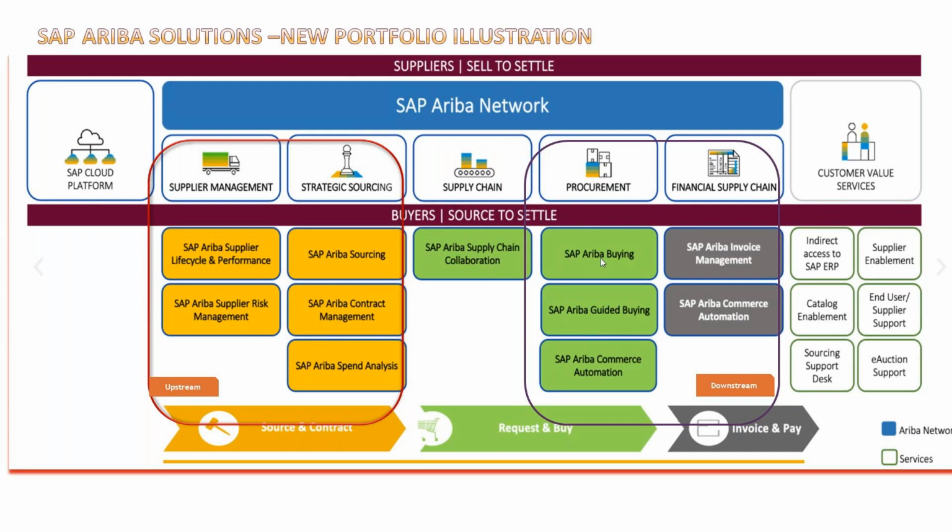But if you're working in a project where it is not integrated with the ERP system, then your PO will be created in Ariba, and that PO number will be sent through the Ariba network to the supplier. Then the supplier will respond, and you will do goods receipt and invoicing in Ariba.